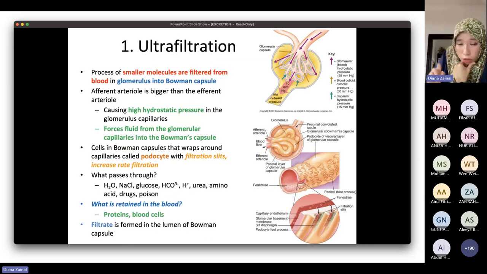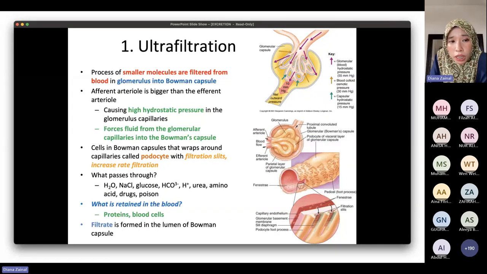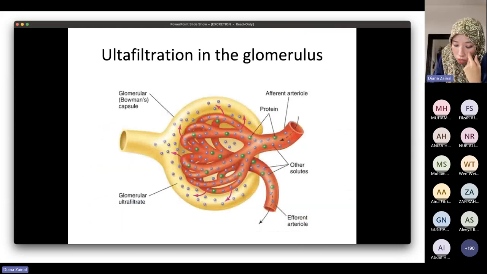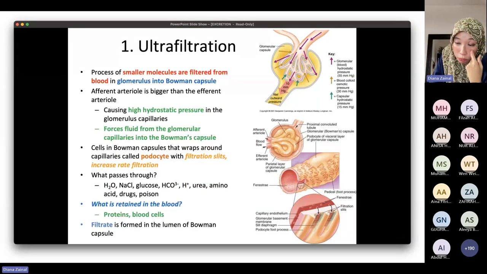Okay, but I'm going to focus on the ultrafiltration first. So the process of smaller molecules being filtered from the blood in the glomerulus into the Bowman capsule. From the blood into the Bowman capsule over here. Afferent arteriole punya diameter is way larger comparing to the efferent. Yang masuk lebih besar and then yang keluar tu lebih kecil. So, they are creating a restriction ataupun rintangan yang besar kat situ. Okay, so causing a high pressure over there. But it's more on the high hydrostatic pressure lah because you're involving blood, which is a liquid, right? So, there will be a high hydrostatic pressure in the glomerulus capillary.